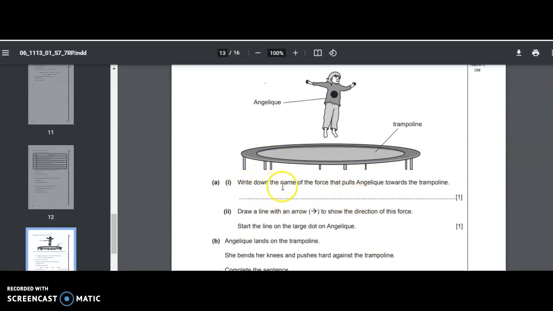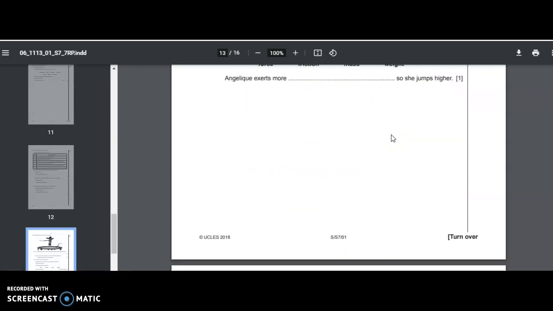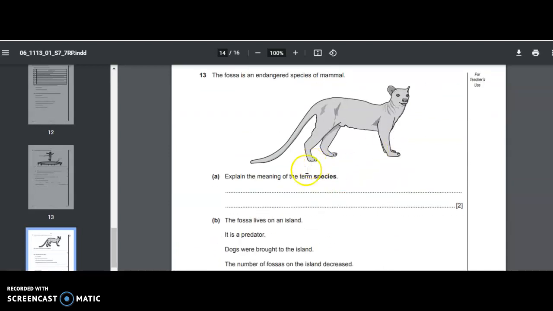This question, write down the force that is pulling her towards the trampoline. That is gravity. Draw a line, an arrow that shows the direction of this force. So it would be going down. I think that's pretty easy to get. Be specific on this question.